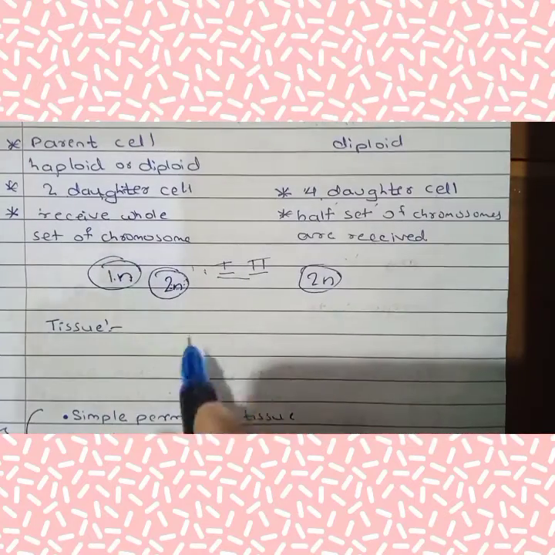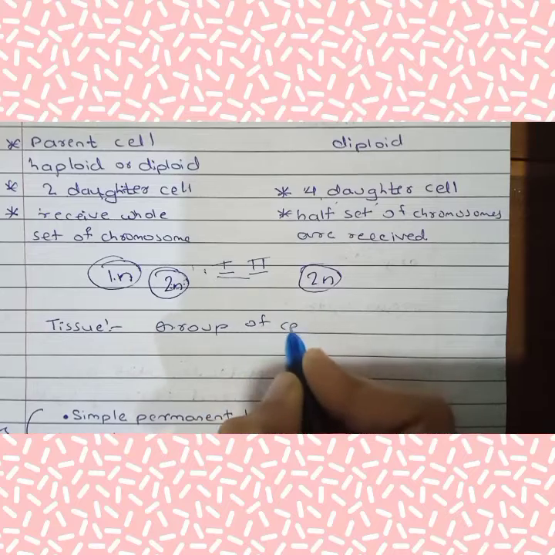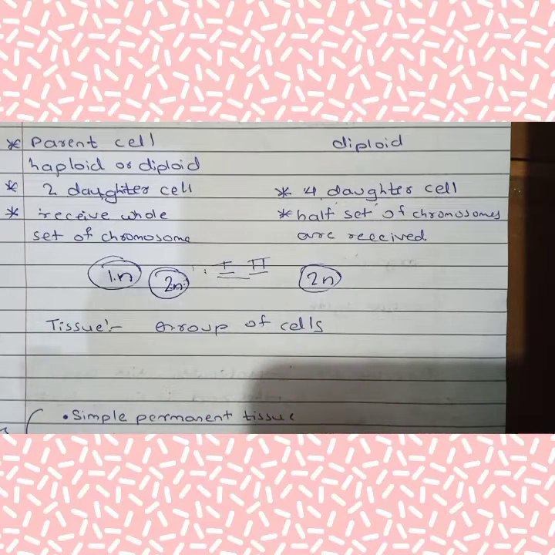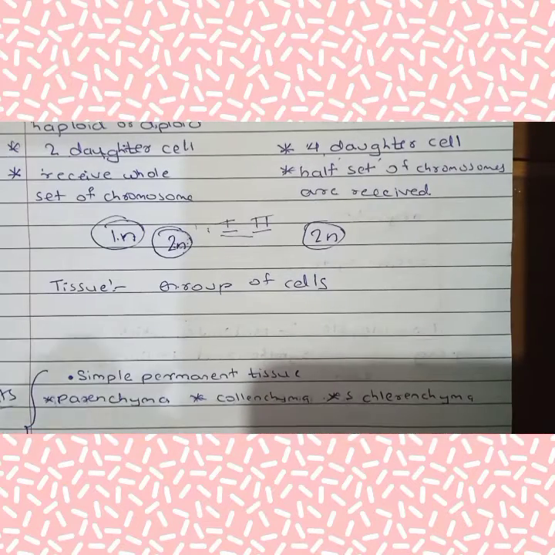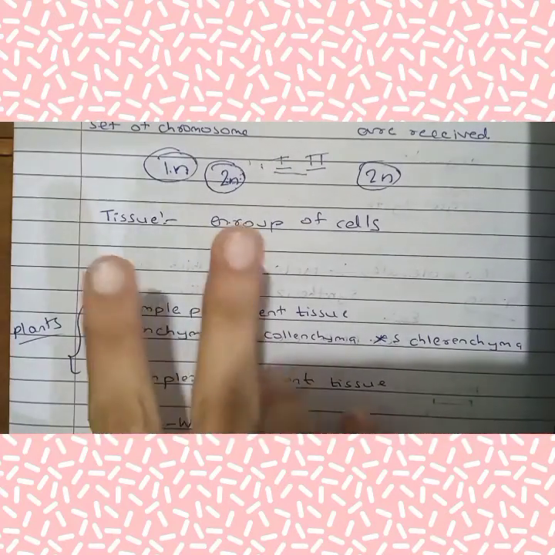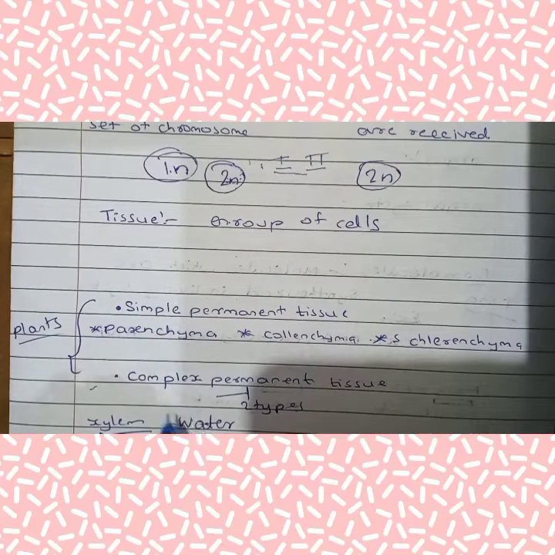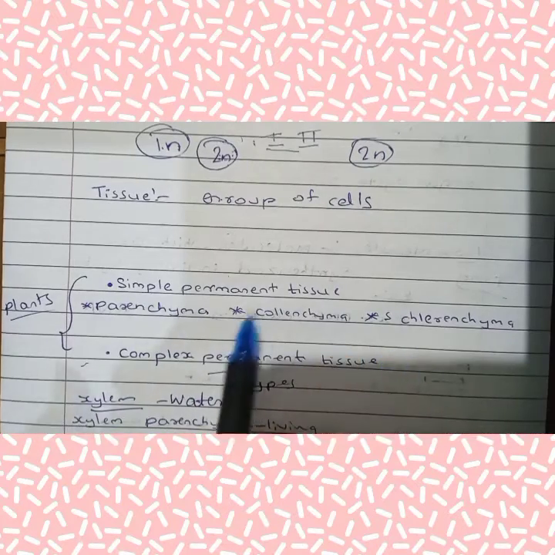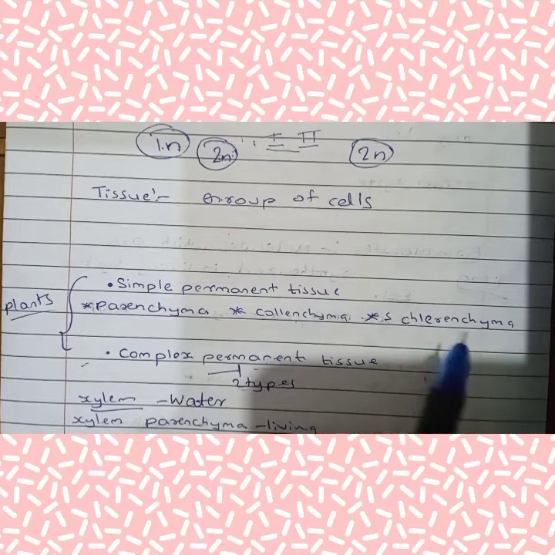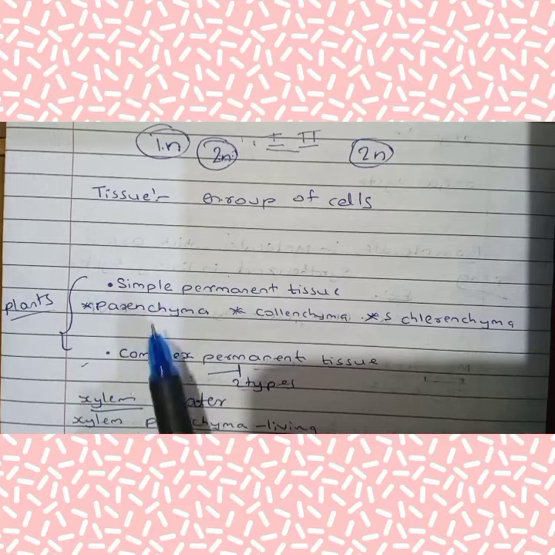Now what is tissue? A group of cells is known as tissue. Now let's study the two types of plant tissue. One is simple permanent tissue, and one is complex permanent tissue. In simple permanent tissue, parenchyma, collenchyma, and sclerenchyma are there. You will study about simple permanent tissue in further biology sessions.